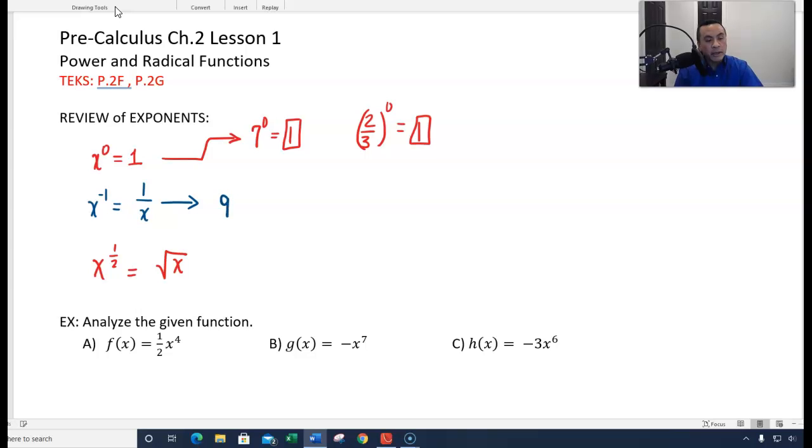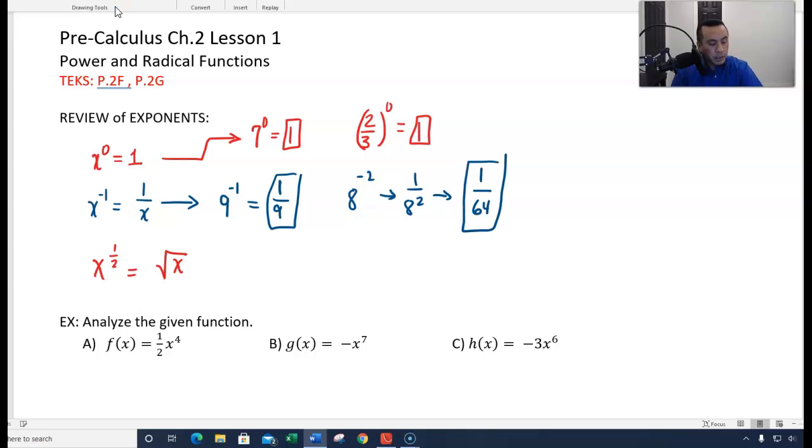Next concept, the negative exponents. If I have something like 9 to the negative 1 power, what that means is to reciprocate the 9, so you get 1 over 9, and that would be your result. If I have something like 8 to the negative 2 power, that means take the 8, reciprocate it, so it becomes 1 over 8 squared. The square is still there, but now you've flipped the 8, so it's 1 over 8 squared, which would be 1 over 64. There you go.